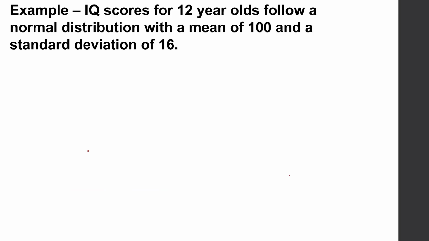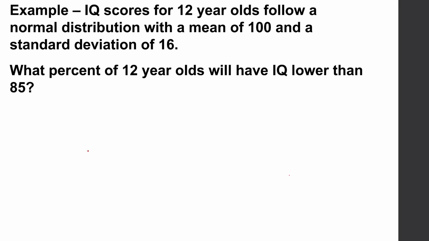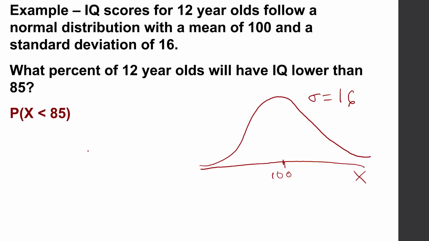So let's do some examples. IQ scores for 12-year-olds follow a normal distribution with a mean of 100 and a standard deviation of 16. So what percent of 12-year-olds will have an IQ lower than 85? Let's turn that into a probability statement. That's the probability x is less than 85. I'm always going to recommend drawing a picture because later it's really going to help you out. So let's draw a picture of the normal distribution, draw the mean at 100 and the standard deviation at 16. And we can label what we want to get the area of. We want to get the area to the left of 85, that is being less than 85 in this distribution.